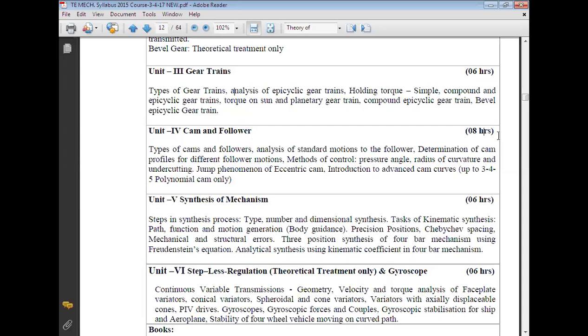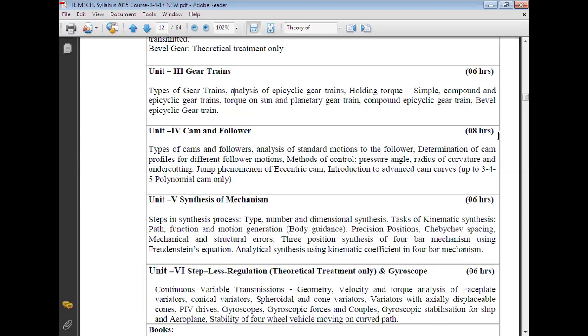Basically, this particular unit is a graphical unit. We need to design the cam and profile, or basically cam, by graphical way. So in this particular unit, you will have to solve the numericals by means of the graphical way.